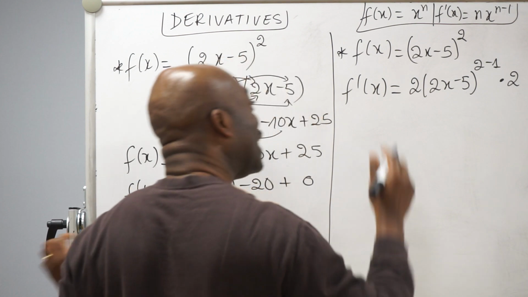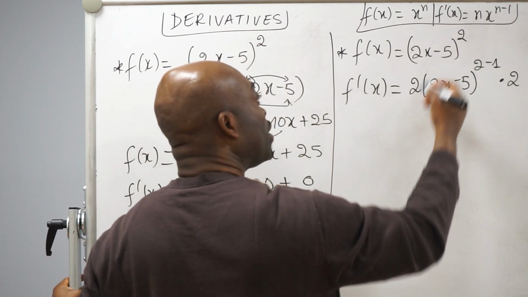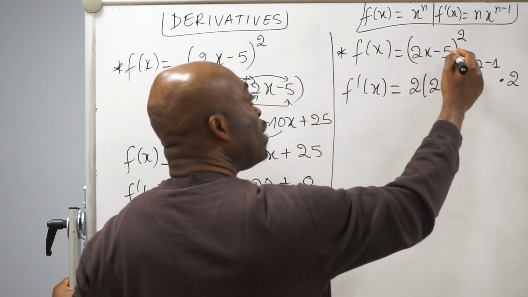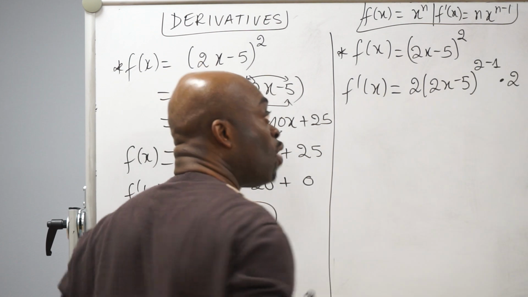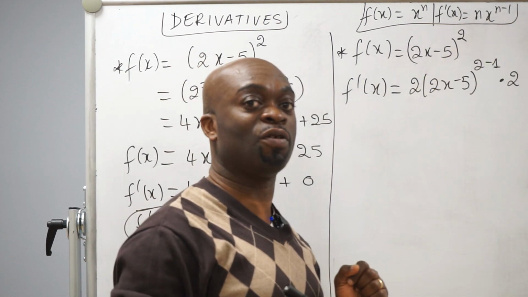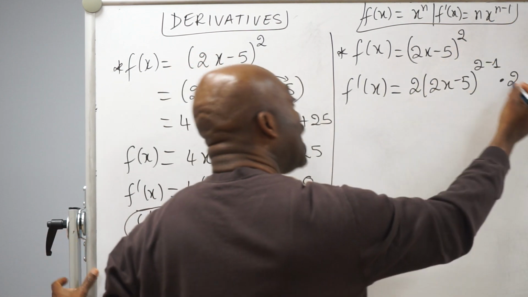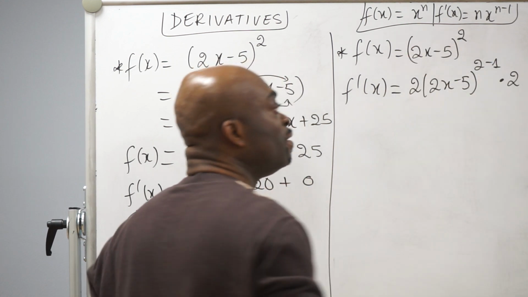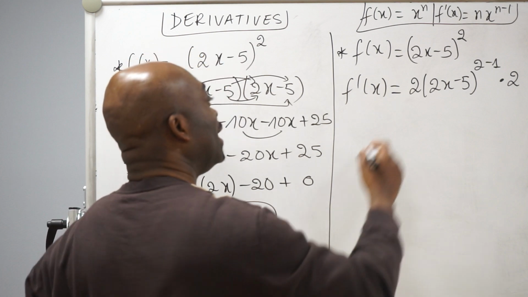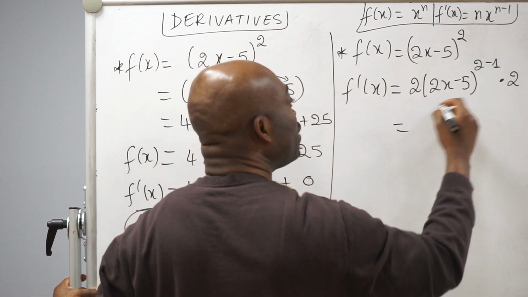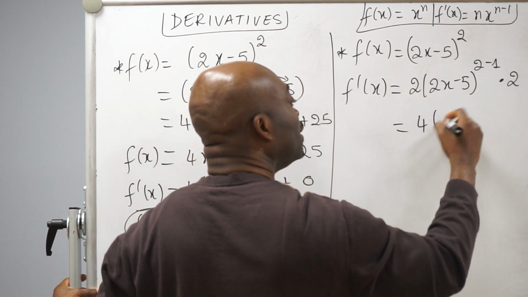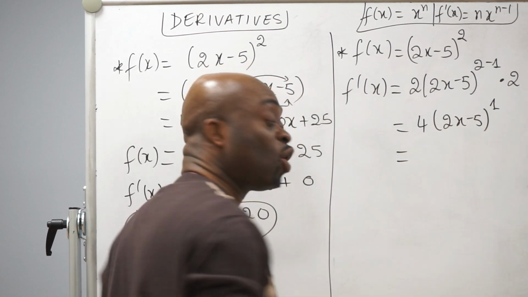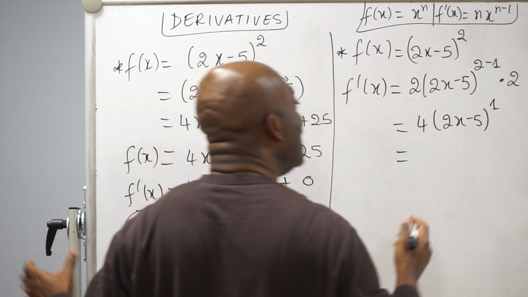Again, you bring the 2 down because that's the power. So 2 down, and then you have (2x minus 5) to the power 2 minus 1, because it's n minus 1, like that one over there. And then times the derivative of the function inside here, which is 2x minus 5, which is 2, correct? Then you continue. This one will give us 2 times 2 is 4. Then you have (2x minus 5) to the power 1, or just nothing, you don't need it.